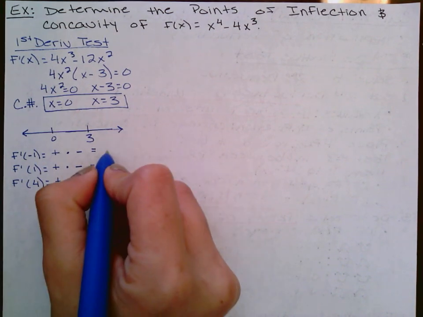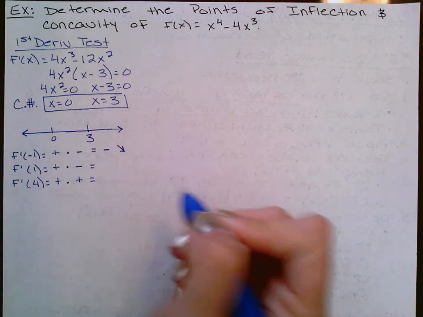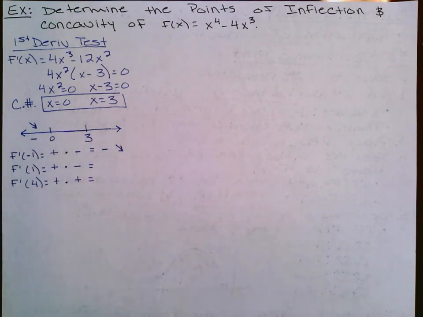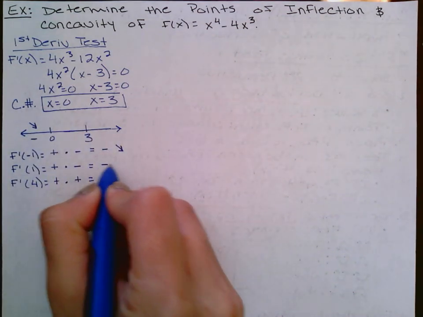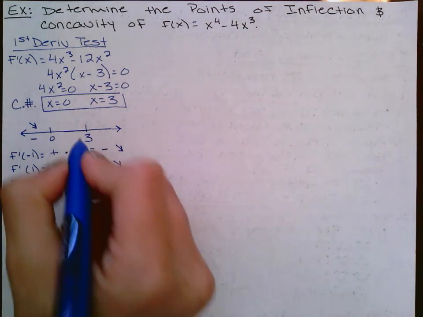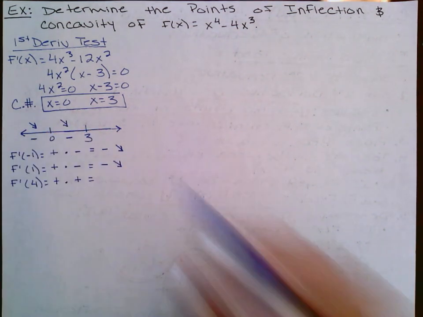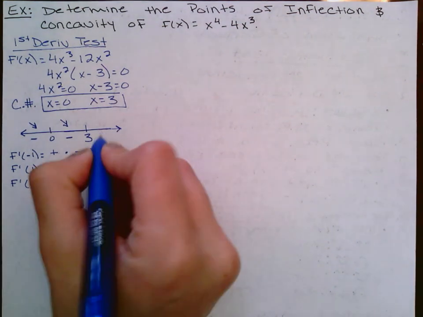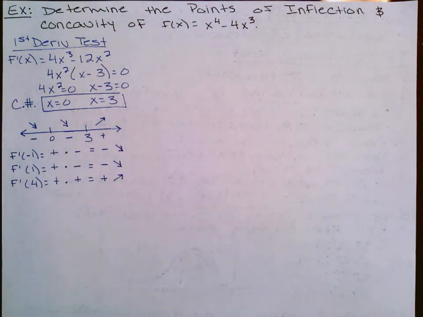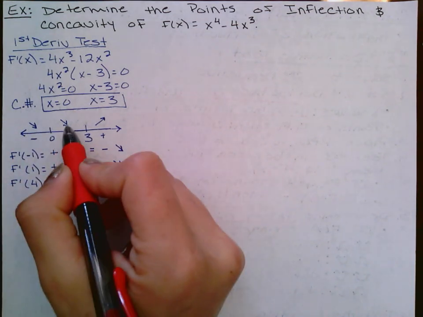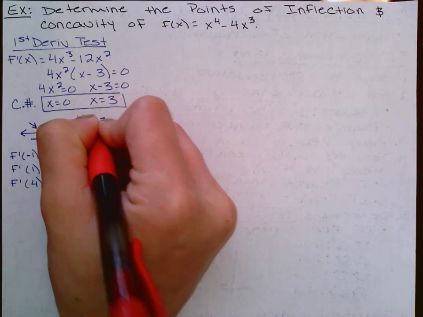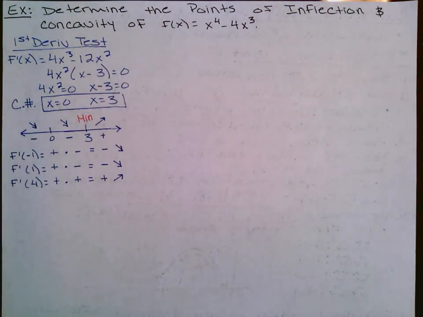So positive times negative is negative, which is going to indicate decreasing. -1 is before 0, so here I have negative and decreasing. Positive times negative is negative, which indicates decreasing. And positive times positive indicates positive, which is increasing. So far we can see decreasing to decreasing. I switched to increasing, so if I went down then up, that means here I have a min. And here I have none because there was no switch.